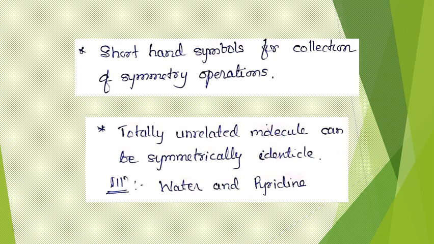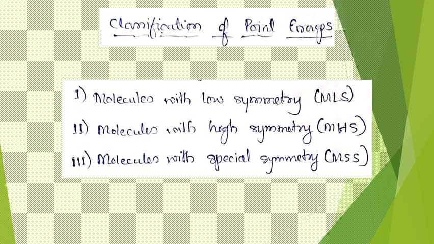To bring them together into a group, it becomes necessary to classify the molecules into their respective point groups. How many different point groups are there? Of course, there are many. Theoretically, we can even say an infinite number of point groups are possible for molecular point groups. But these point groups can be classified into three major categories.